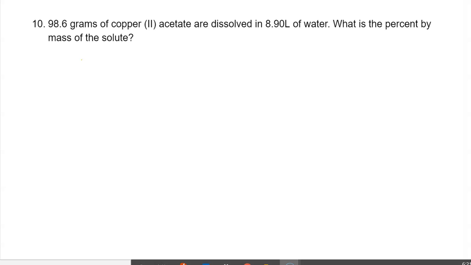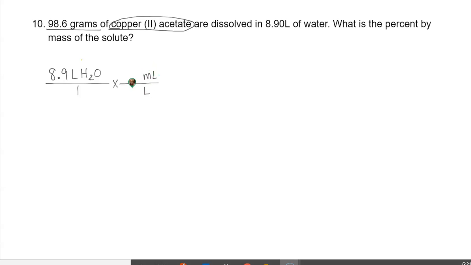On this final problem, we have 98.6 grams of copper 2 acetate dissolved in 8.9 liters of water, and it asks us what is the percent by mass of the solute. So in this case, our solute, the thing being dissolved, is the copper 2 acetate, and so we already have a mass of the copper 2 acetate, but we still need to figure out the mass of our solvent, which is the water. So we need to take 8.9 liters of H2O and convert that liters into milliliters because we know a milliliter of water is the same as a gram of water because water has a density of 1 gram per milliliter.